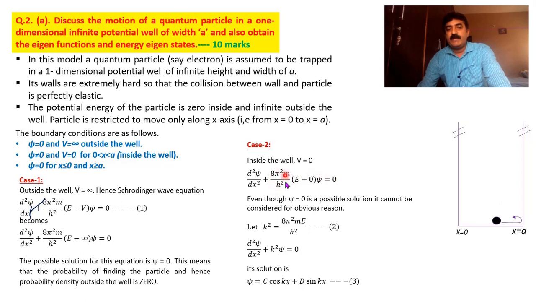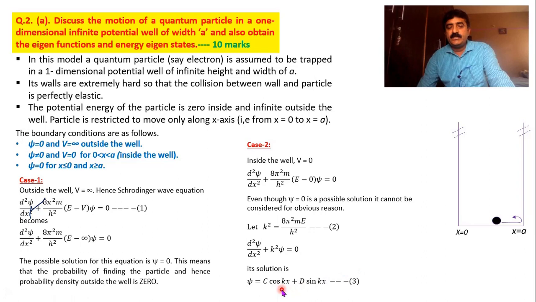That 8 pi square m by h square into E, I will take it as k square. Then your Schrodinger wave equation will take this form. Now for this equation we have a solution. Already in the Schrodinger equation derivation I mentioned one thing: solutions we borrow directly. It is not our job, it is the mathematics teachers' job. They will teach you how to find the solution. In physics derivation, even in the valuation, we will not expect the solution derivation. You can write the solution directly. Don't think sir is writing directly; write it, it is allowed. Marks will not be deducted for that.